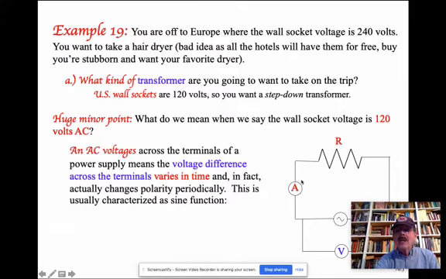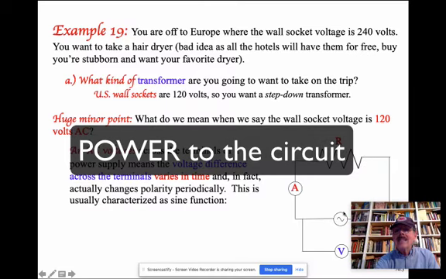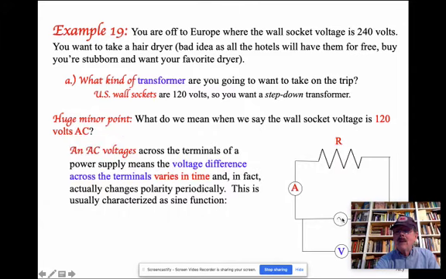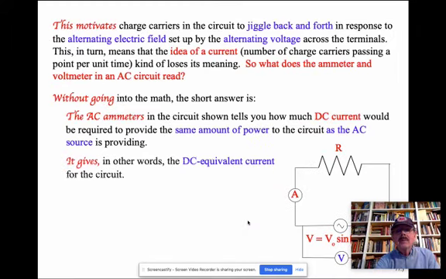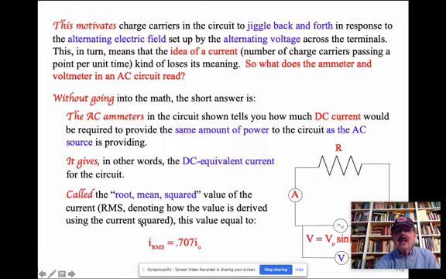And so the question is, if you put an ammeter in the circuit, what's it going to read? And the answer is, it will read the DC equivalent current for the circuit. It will tell you how big the DC current would have to be to provide the same amount of power as the AC power supply is providing. Now, it turns out that value is 0.707 of the maximum current in the circuit.